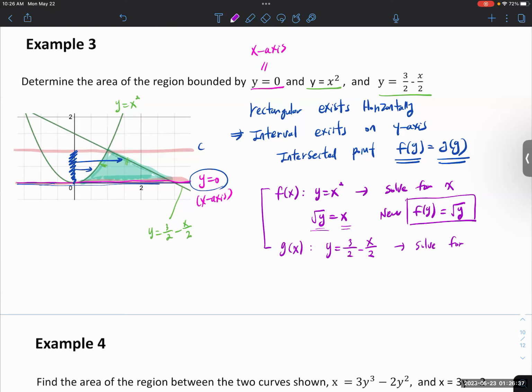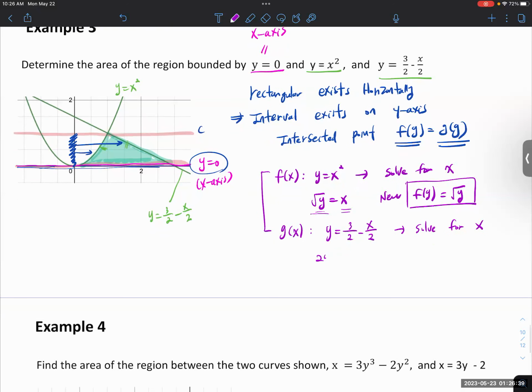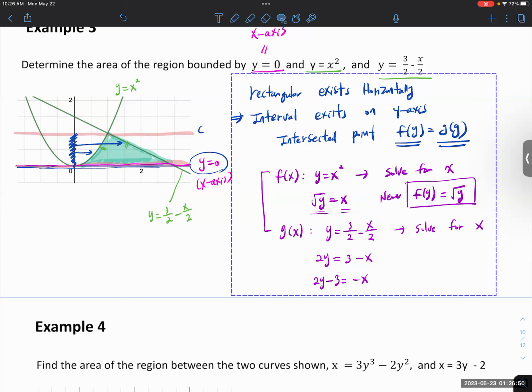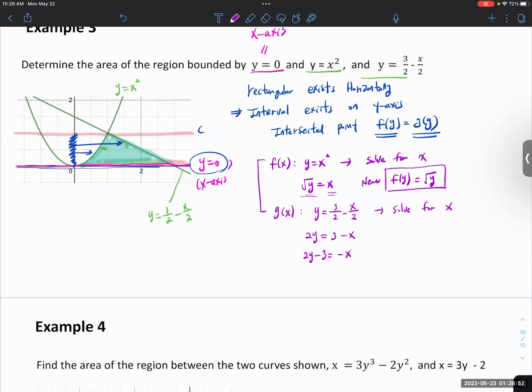We're going to solve for x. So I'm going to multiply by negative 1 everywhere: 2y minus 3 equals negative x. Then you solve for x. That means, if I solve it, 3 minus 2y equals positive x.